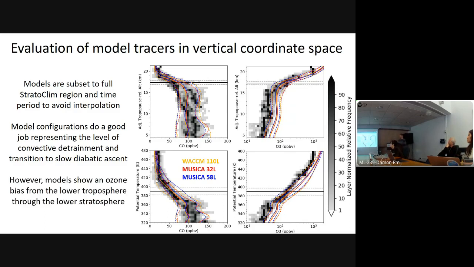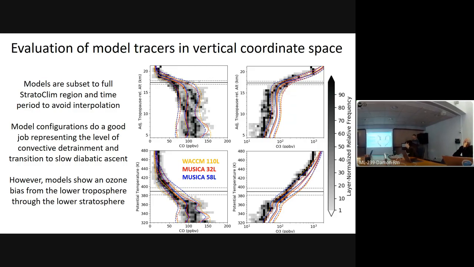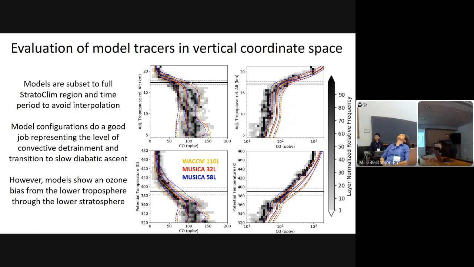However, the two plots on the right are for ozone, and those are put on a log scale so that you can see the troposphere a little bit better. There is a bit of a high bias in ozone throughout the troposphere and into the lower stratosphere as well. I'm still searching for a good explanation for this. The overall shape is good, but there's just a bit of a shift, and it's still a bit of a mystery at this point.